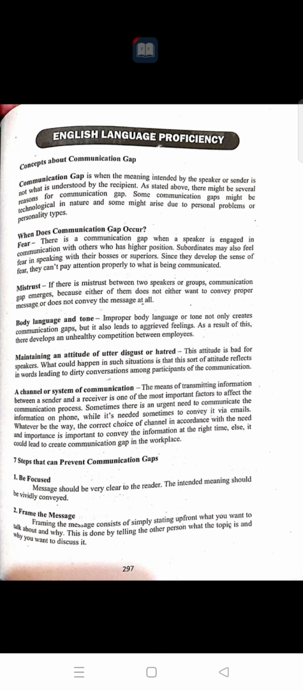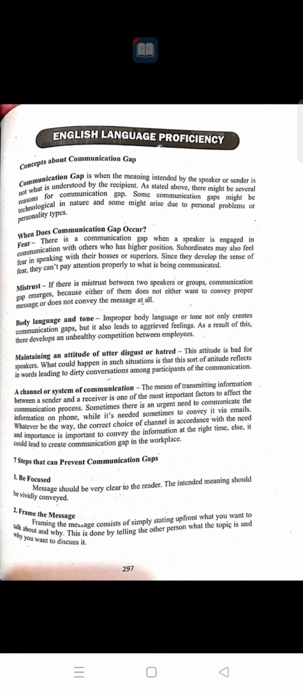Now, we have here the 7 steps that can prevent communication gaps. So, ito yung mga procedures na pwede nating gawin in order for us to avoid communication gap. Because if there is communication gap between the speaker and the listener, of course, effective communication will not take place. The first one here is be focused.